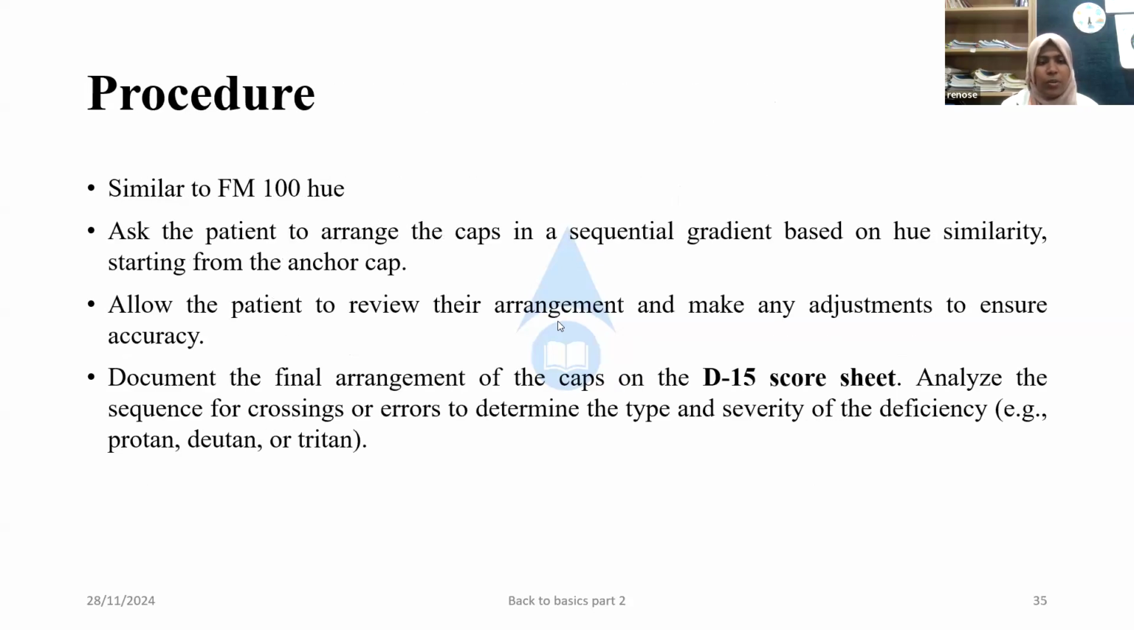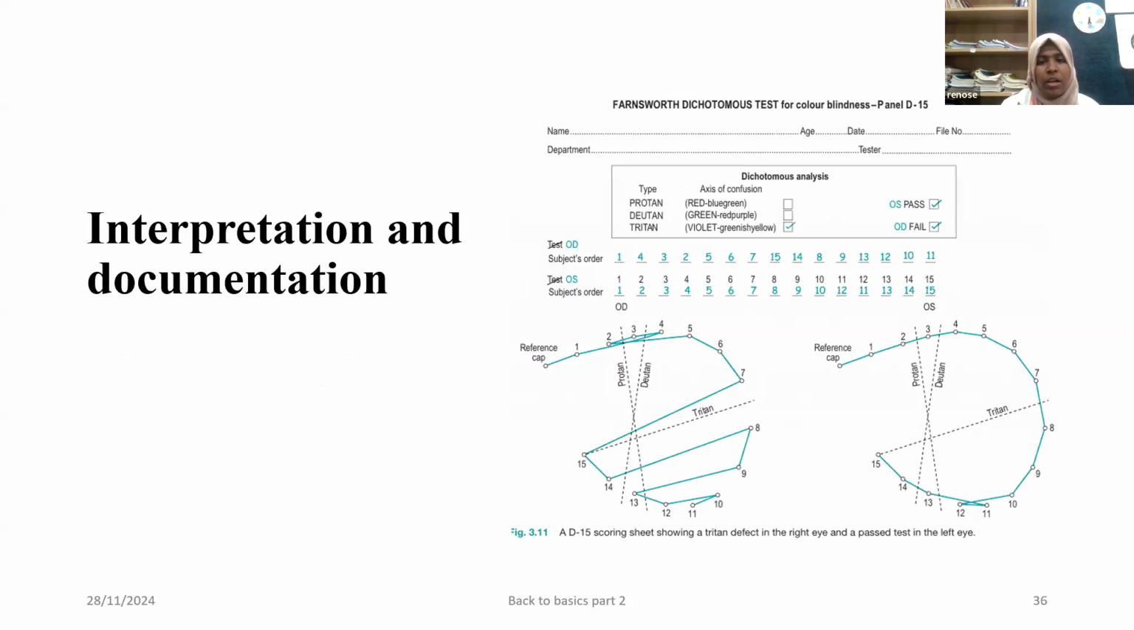Procedure: similar to FM100 hue, ask the patient to arrange the caps in equal gradient based on hue similarity, starting from the reference cap. Allow the patient to review the arrangement and make any adjustments to ensure accuracy. Document the final arrangement of caps on the D15 score sheet. Analyze the sequence of crossings or errors to determine the type and severity of deficiency, for example protan, deutan, or tritan.